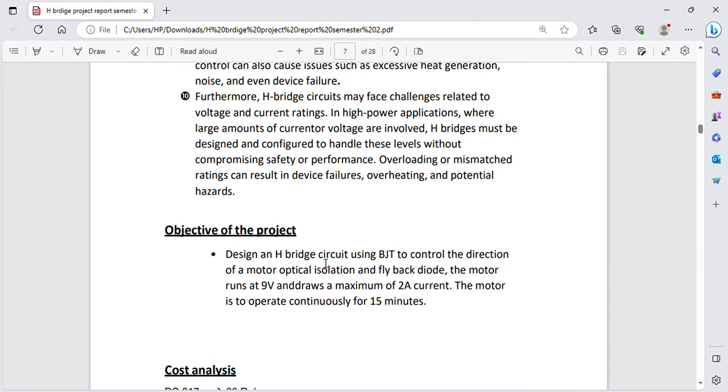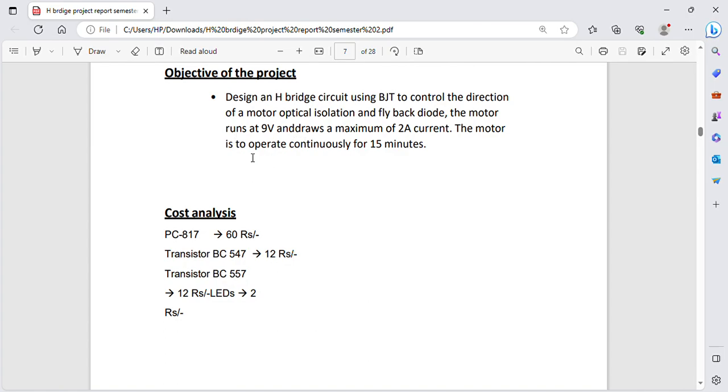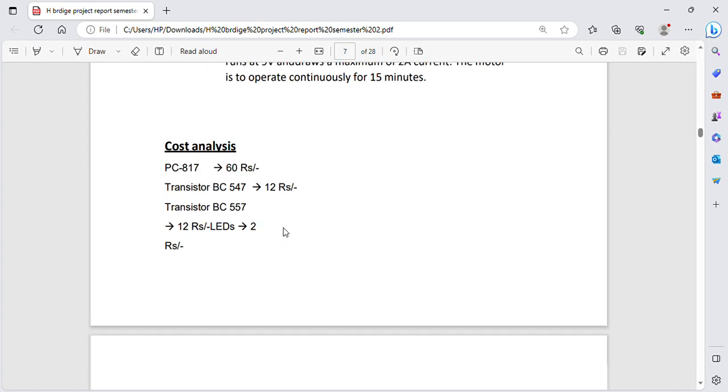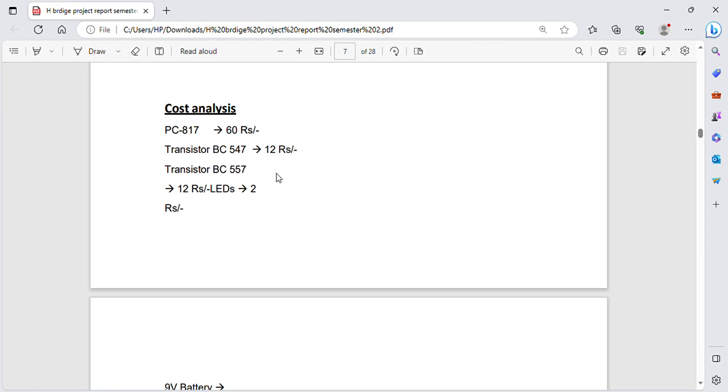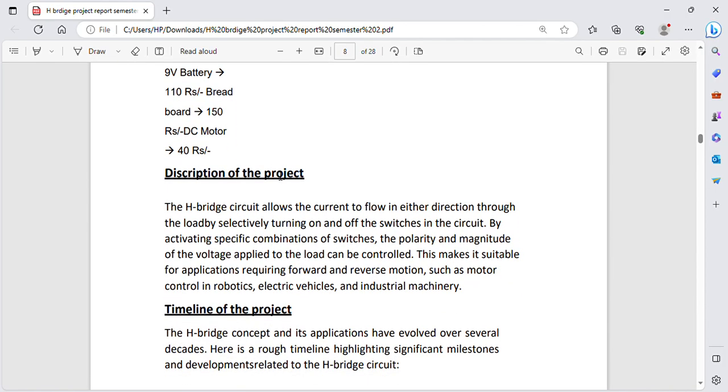So basically, the objective of the project is to design an H-bridge circuit using BJTs to control the direction of a motor, with optimized isolation and a flyback diode. The motor runs at 9 volts and draws a maximum of 2 amperes. The motor operates continuously for 50 minutes. This objective is from our project guidelines given to us by the teacher. For the cost analysis, you must see the price of all these components in the description of the project.